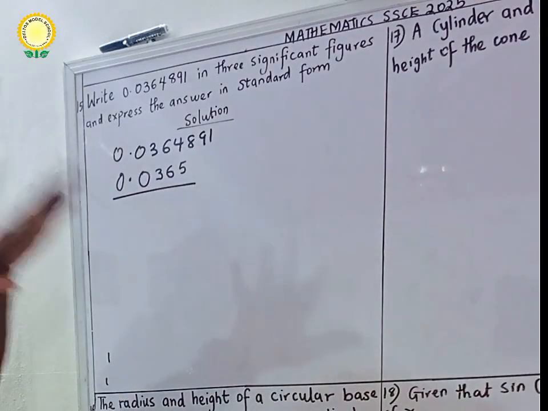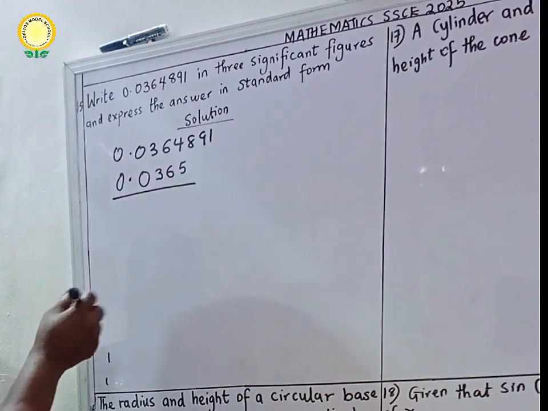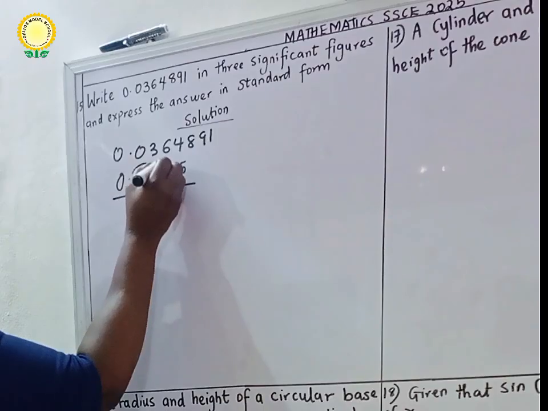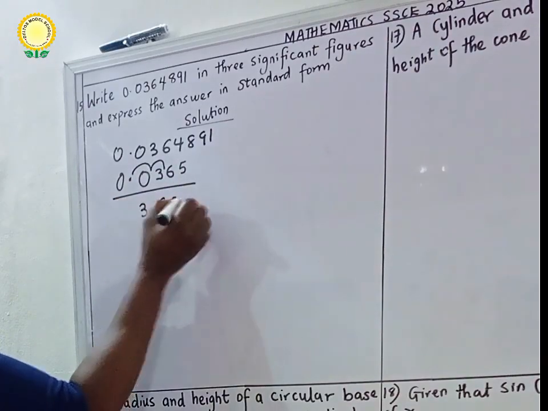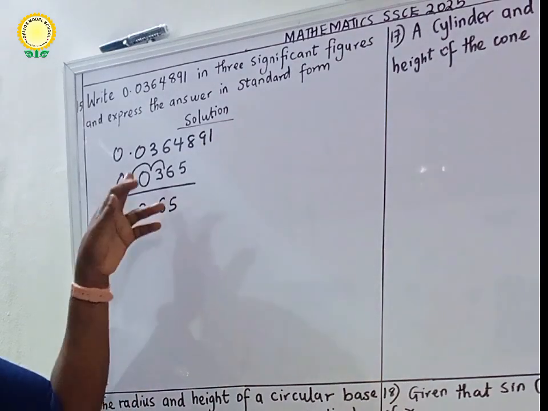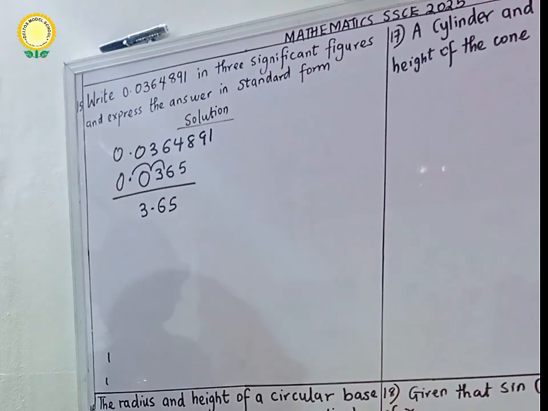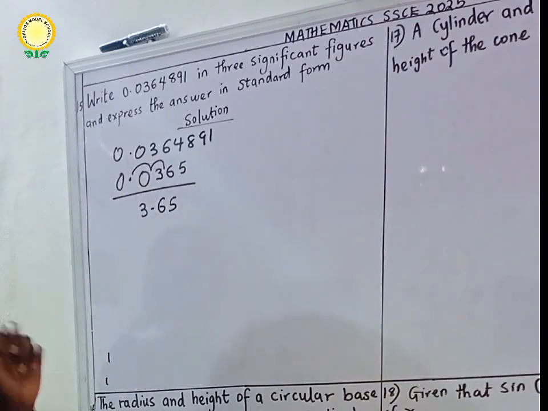Then we are asked to express the answer in standard form. Alright, so you move 1, 2. You have 3.65. Now this can be confusing for students when they move. So when you are moving forward that way, it means you have multiplied by what? 1, 2. You have multiplied this number by 100.